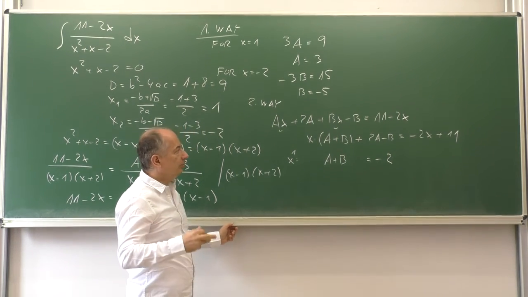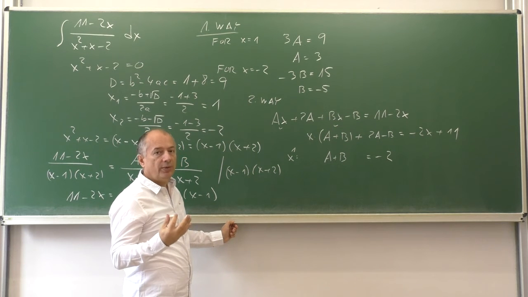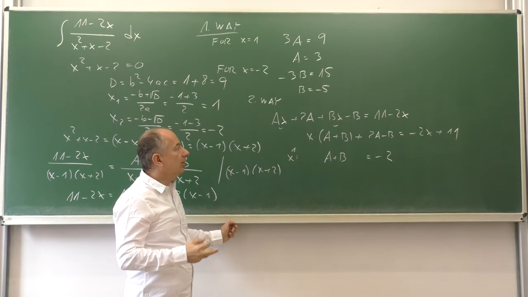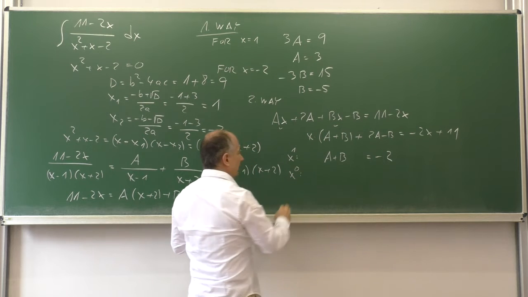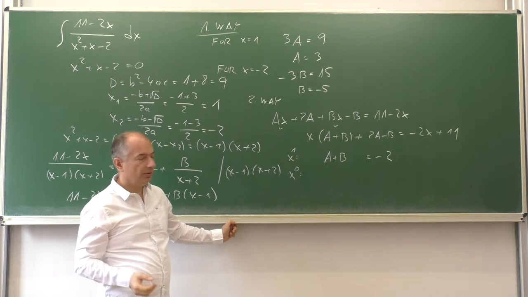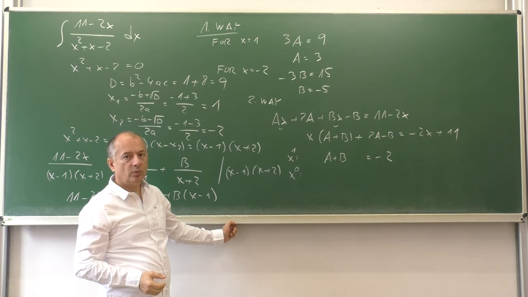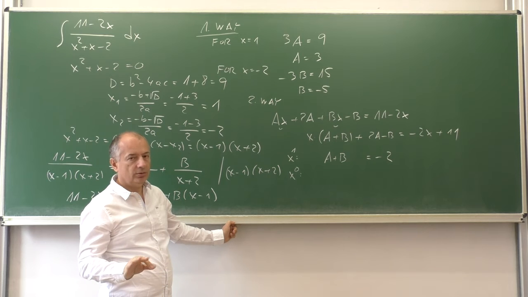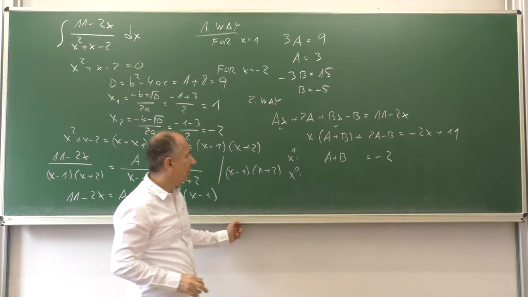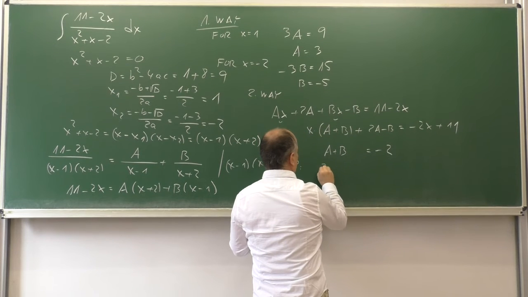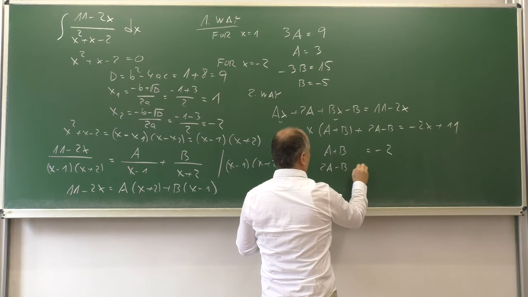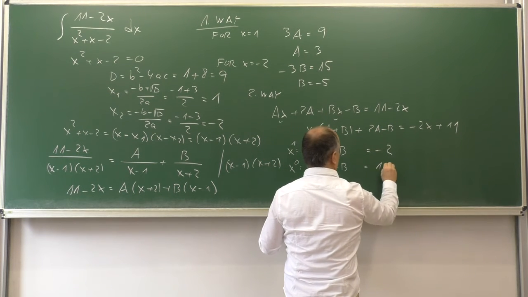And then we compare the terms without x. That means x to 0, sometimes called absolute terms, but not to be confused with absolute value. It has nothing to do with absolute value. So the term without x is 2a minus b on the left and 11 on the right.